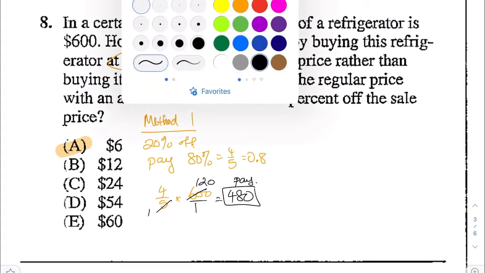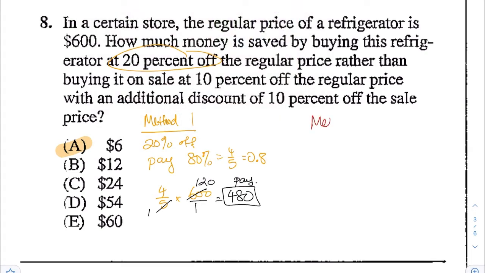Now for method number 2, you save 10% off, and then another 10% off. And it's actually not the same as just 20% off, because we're going to see the second 10% off is not as good as the first 10% off.